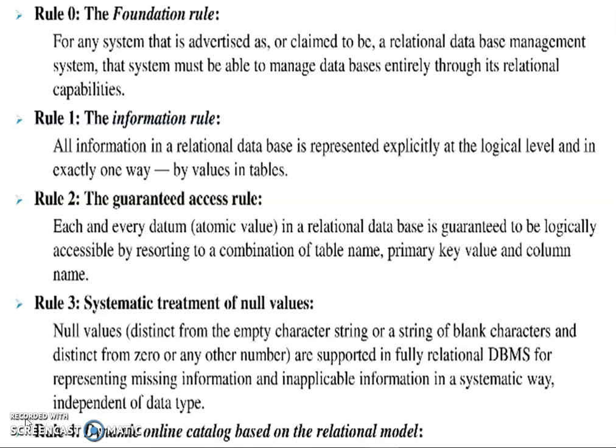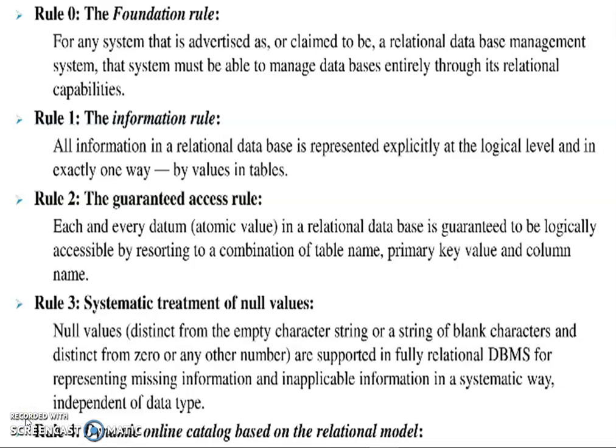Now third one is systematic treatment of null values. In the database, null values must be given systematic and uniform treatment. In a number of cases, we may have to put a null value in place of data, for example when data is missing, data is not known, or data is not applicable. A null value is different from an empty character or string of blank characters, and it is also different from zero or any number.